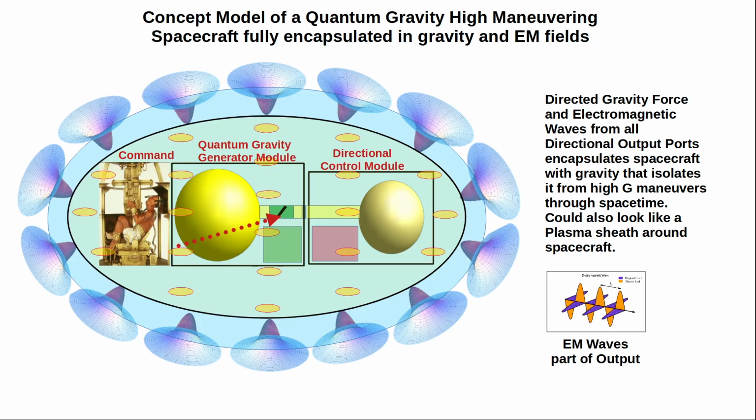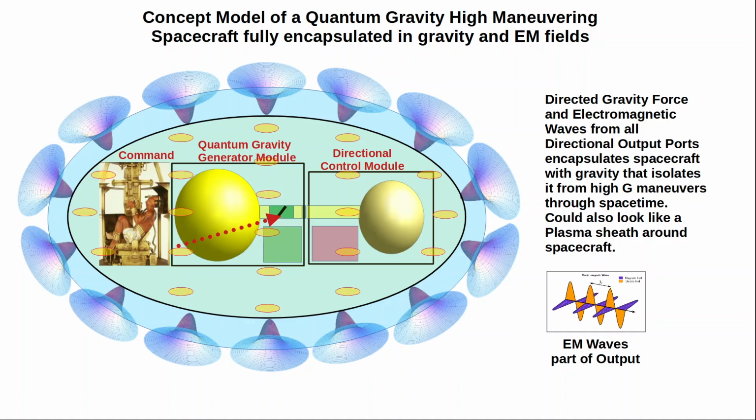Now, here's a spacecraft that is fully encapsulated with gravity and electromagnetic waves. So here's an illustration of control inputs into the quantum gravity generator module, which is the red dotted arrow on this one. The quantum gravity generator module adjusts the gravity field and electromagnetic field waves to all individual output ports equally. This provides for encapsulating the spacecraft in a gravity field and electromagnetic field waves.